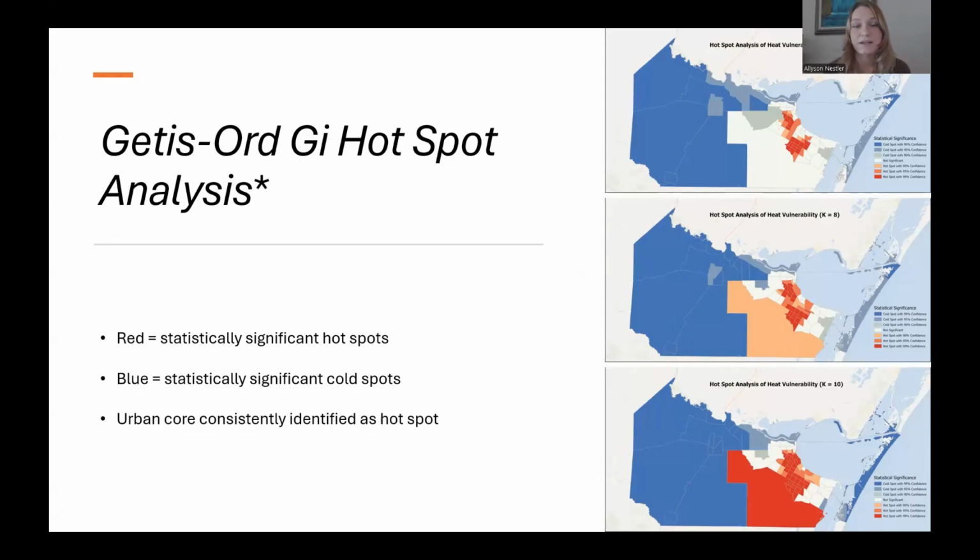the top and k equals 10 is at the bottom, the clustering patterns became more spatially generalized, and we can see that some of the census tract transformations either become more statistically significant as a cold spot or hot spot, or even become not significant as that definition was increased. But overall, spatial distribution remained relatively consistent.